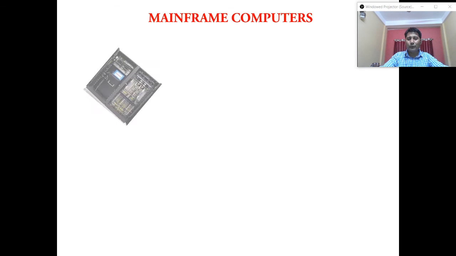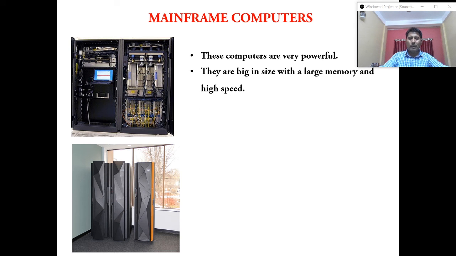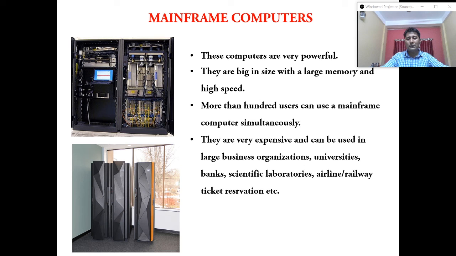Now next is mainframe computers. So these are some of the figures of the mainframe computers that are equivalent to the size of refrigerators or a cupboard, and these are some of the most powerful computers used nowadays. So they're big in size with large memory and high speed. More than 100 users can use a mainframe computer simultaneously. They're very expensive and they can be used in large business organizations, universities, banks, scientific laboratories, and for the ticket reservations of airlines and railways. So basically it is used for networking purposes. So IBM Jet Series, PDP-10 and System Jet-10, these are some of the examples of mainframe computers.